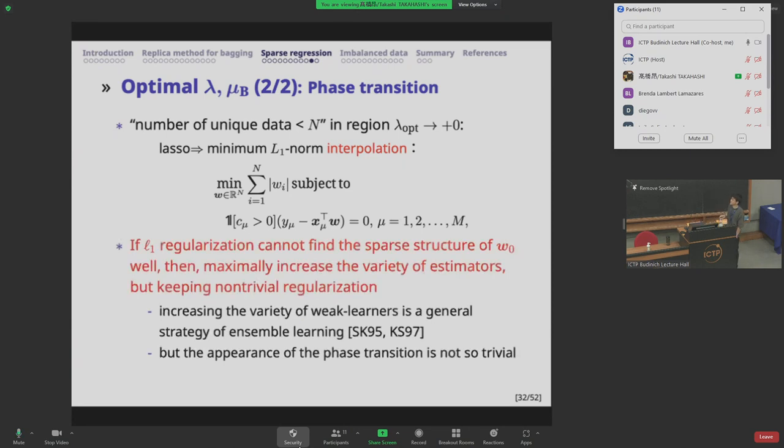So schematically speaking, this is a phase transition. If sparse regularization cannot find the sparse structure of W0 sufficiently, then the best choice is to give up finding the best sparse estimator, and instead maximally increase the variety of the estimators while keeping non-trivial regularization, which is an ensemble of interpolators. Actually, increasing the variety of the weak learners, which are the estimators for each randomized data set, is a very well-known strategy of ensemble learning. But I think the appearance of the phase transition in the hyperparameter space is not so trivial.